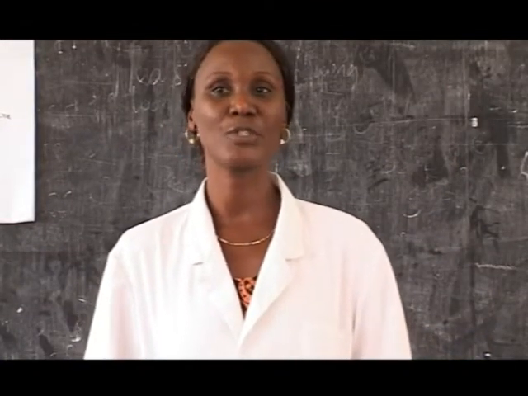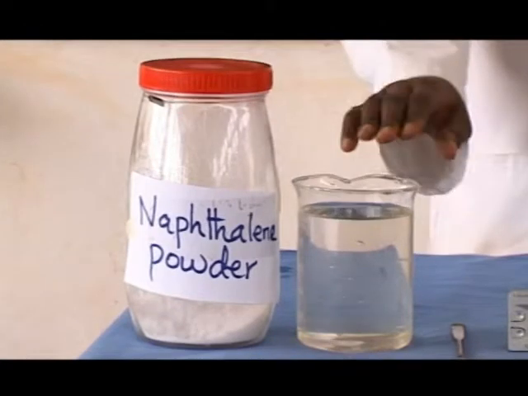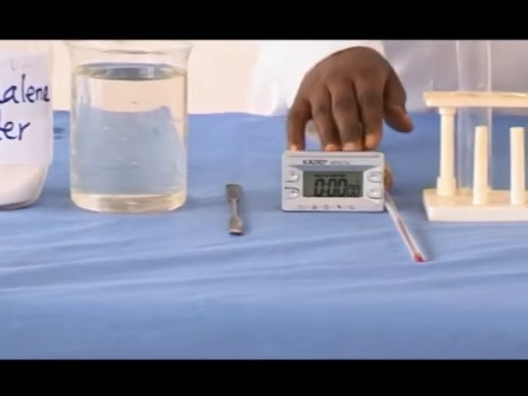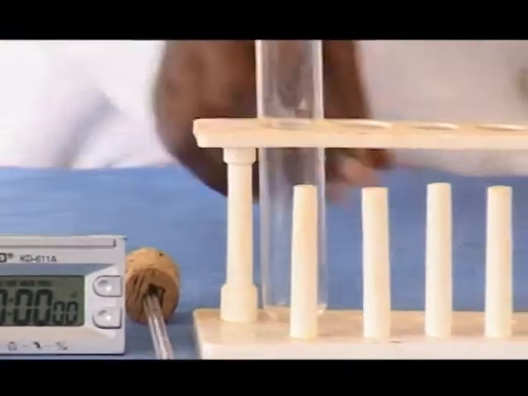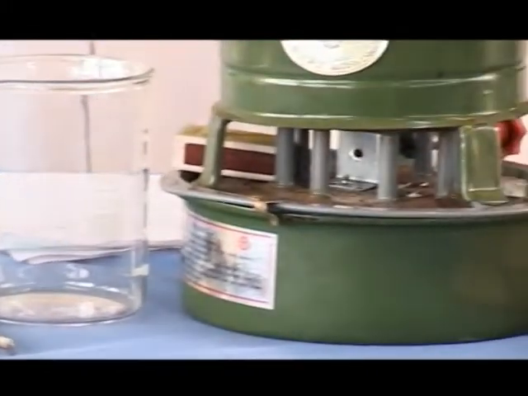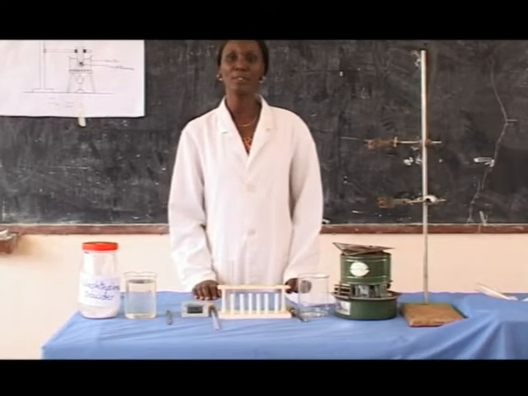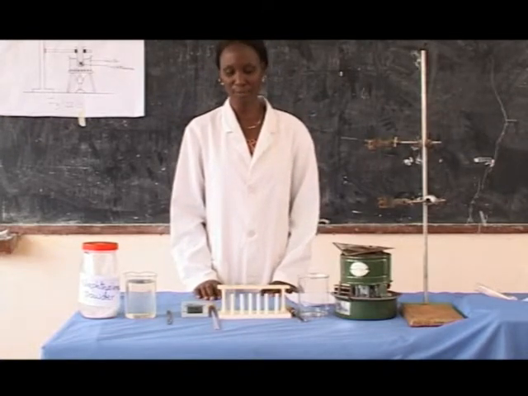Aim: to determine the melting point of naphthalene using a cooling curve. Requirements: naphthalene powder, water, spatula, stopwatch, thermometer, test tube, a beaker, test tube holder, a burner, and a retort stand. Precaution: naphthalene is a hydrocarbon, and when in liquid form, it should not be allowed to touch flames.